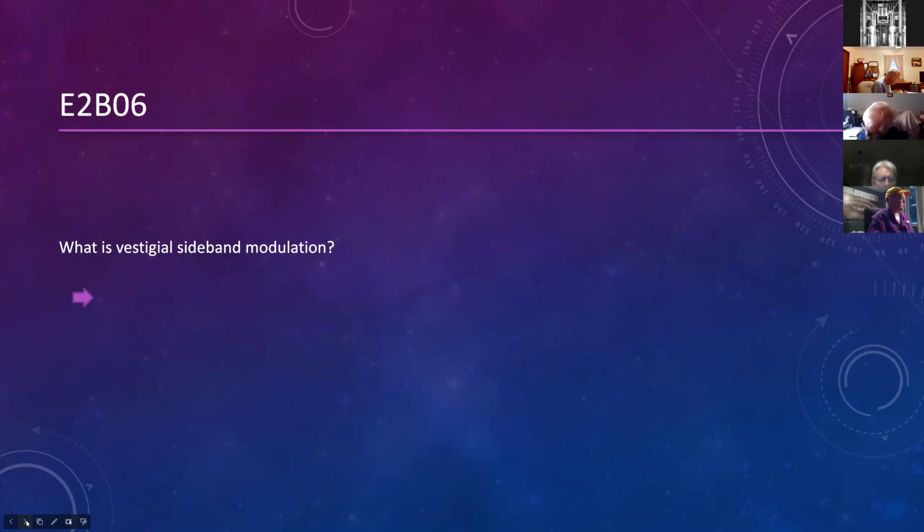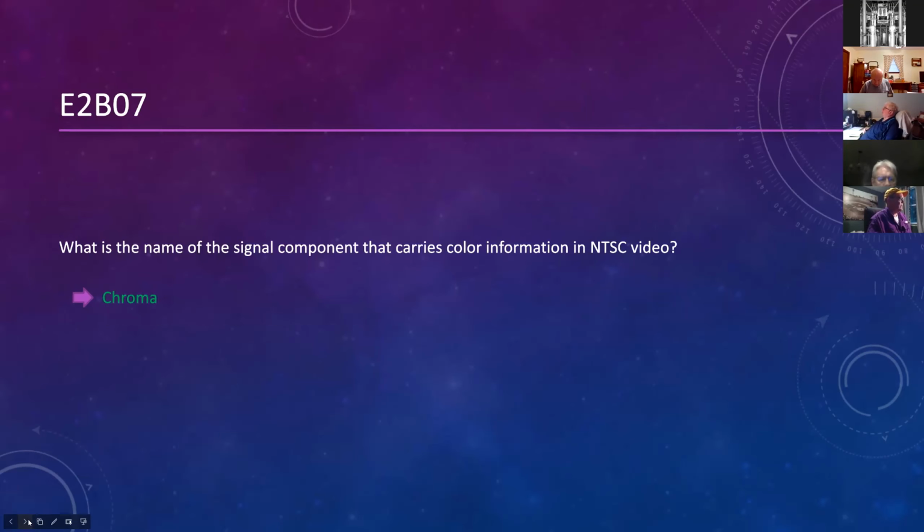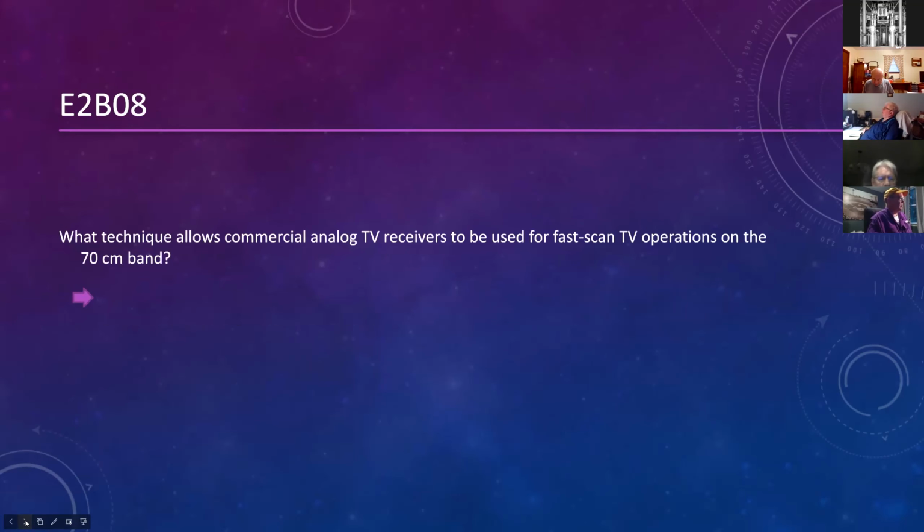What is vestigial sideband modulation? There you go, amplitude modulation, in which one complete sideband and a portion of the other are transmitted. What is the name of the signal component that carries color information in NTSC video? That's chroma. What technique allows commercial analog TV receivers to be used for fast scan TV operations on the 70 centimeter band? Transmitting on channels shared with cable TV. That sort of makes sense if you're using commercial receivers.